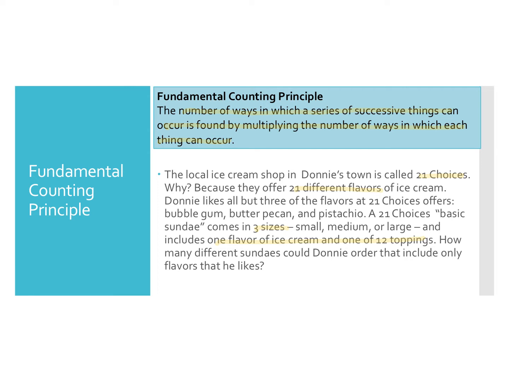So we know we have 21 different flavors and he likes all but 3. So he really has 18 that he likes. So this represents the flavors. And we know we have 3 sizes. This number represents sizes. And 1 of 12 toppings, so that would be times 12. And we just multiply these all together and we should get 648.